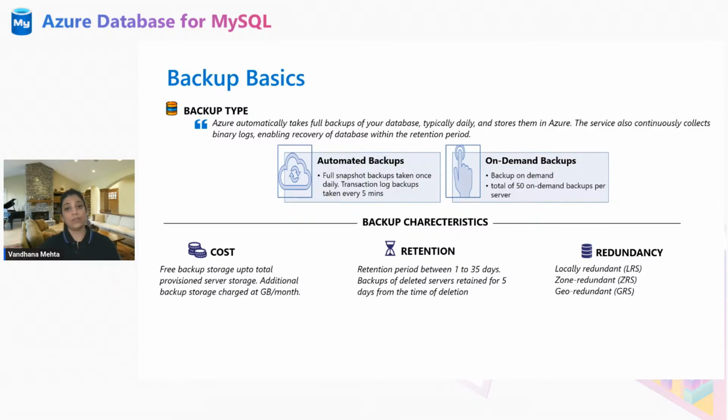Third aspect is the redundancy. Backups can have three types of redundancy, which helps determine how backups are stored and what is the degree of resiliency that you can choose from. We will discuss more about redundancy in the subsequent slide.